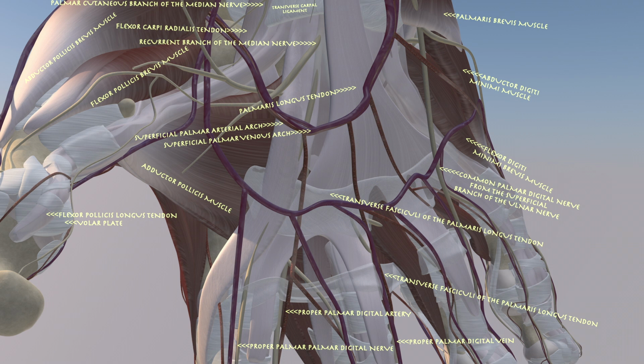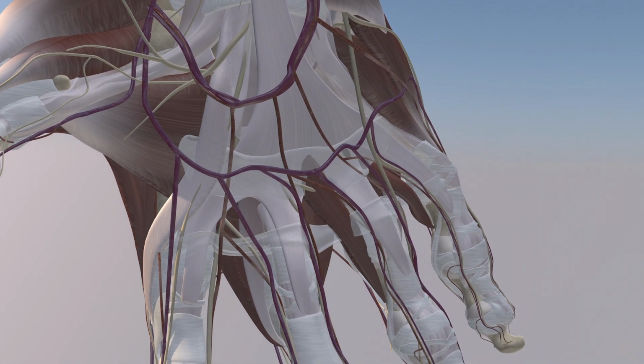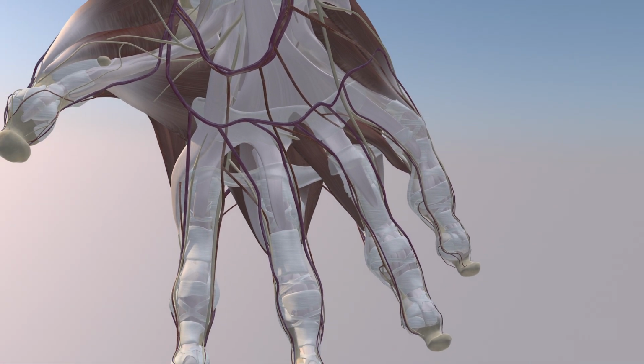Here we can see a pretty good view of the recurrent branch of the median nerve feeding the thenar musculature. And again, you can appreciate the abductor pollicis brevis muscle. Underneath that, you have the flexor pollicis brevis muscle. Also, you can appreciate the adductor pollicis muscle, which is divided into the transverse and oblique heads, and it's actually supplied by the deep branch of the ulnar nerve, not by the recurrent branch of the median nerve, which is an error in this depiction. Its insertion is on the ulnar side of the base of the proximal phalanx of the thumb.